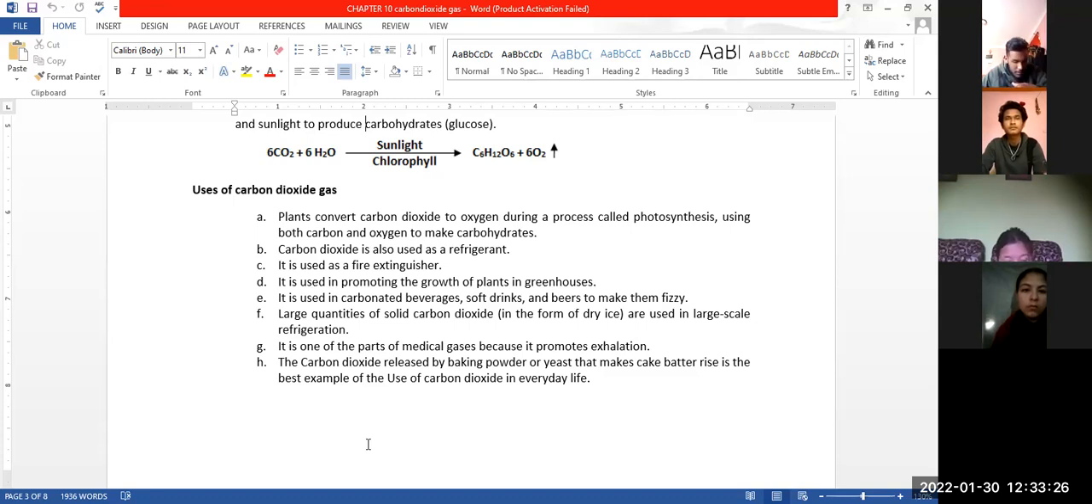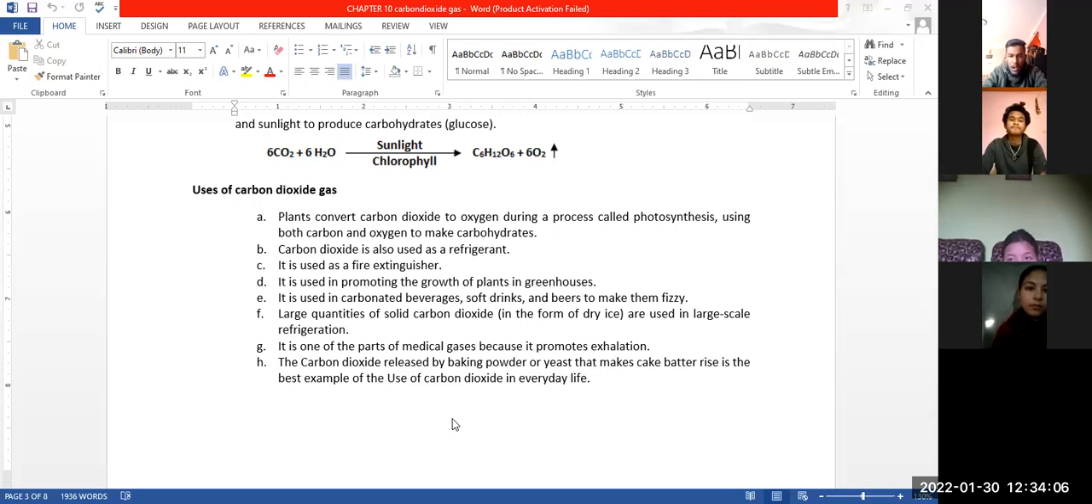Okay, and next is large quantities of solid carbon dioxide gas, we call that dry ice, which are used in large scale refrigeration. To make the very big part of the substance or the biological specimen or the dead bodies cool, to preserve them, dry ice is used. To make the big room cool, dry ice is used. So dry ice is heavily used for large scale refrigeration.